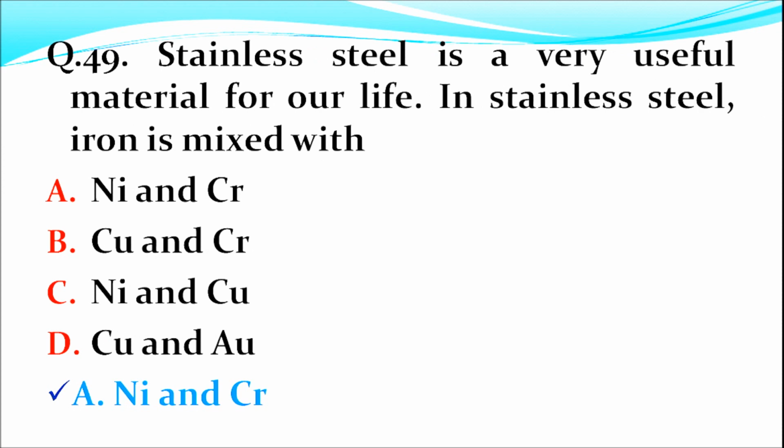Stainless steel is a very useful material for our life. In stainless steel, iron is mixed with option A nickel and chromium, option B copper and chromium, option C nickel and copper, option D copper and gold. Correct answer is option A. Stainless steel is a mixture of iron, nickel and chromium.